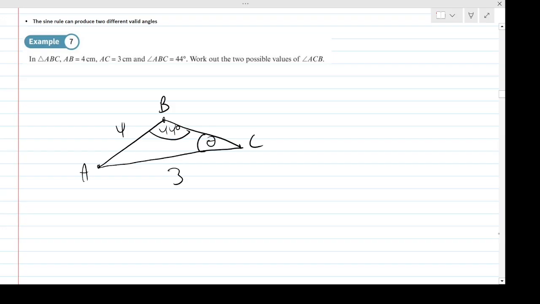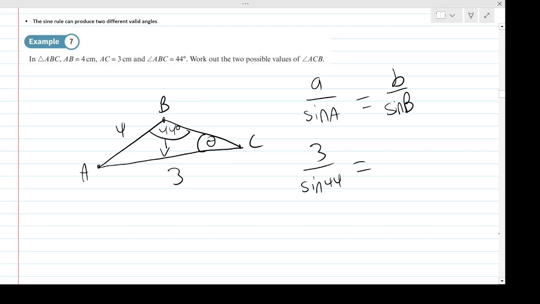Now, we can use the same strategy we did before. We can use the sine rule as normal. That would be A over sine A is equal to B over sine B. And so what are our sides and angles? We're using the sine rule again because there are two sides and two angles. That's the key idea of the sine rule. So we firstly have this angle 44 here, and it's facing the 3, so we're going to have 3 over sine 44, and that's going to equal, well, we have this angle theta, and it's opposite the 4, so it's going to be 4 over sine theta.